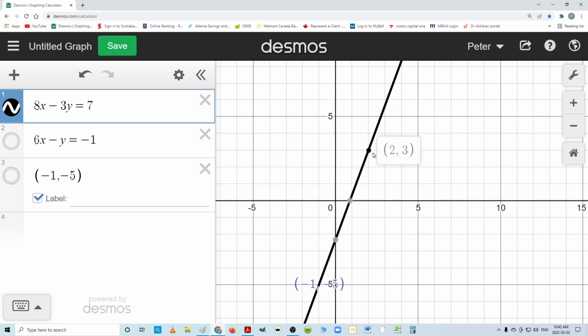Yep, there we go. So 3 minus minus 5 is 8. 2 minus minus 1 is 3. 8 over 3 is the slope of this. I don't have a nice clean one, that's going to be minus 2 1/3, which is minus 7 over 3. So we're going to get a minus 7 over 3 b-intercept and a plus 8 over 3 slope. It's not going to be clean.